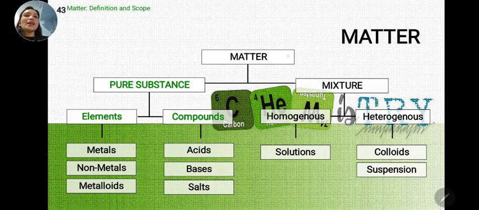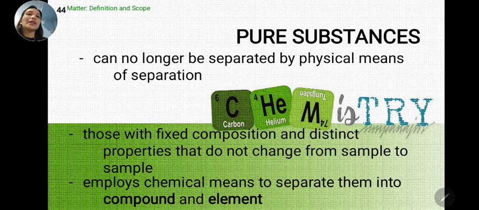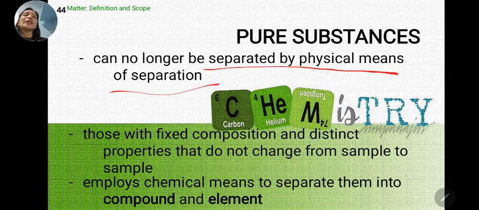So, punta tayo sa pure substances of elements and compounds. Pure substances are those that can no longer be separated by physical means of separation. Those with fixed composition and distinct properties that do not change from sample to sample. So, it employs chemical means to separate them into compounds and elements.